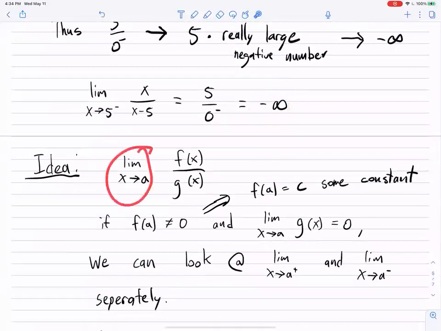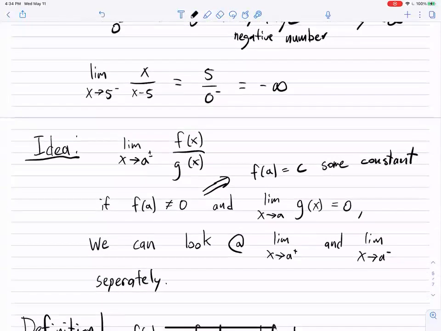If you have a limit as x approaches a of some function over some other function, and the top is not 0, this should be plus or minus because these are really for one-sided limits, and the limit as x approaches a of g of x is 0, then if I want to do the two-sided limit of a quotient, I can look at the two one-sided limits separately and then figure out if the two-sided limit exists.